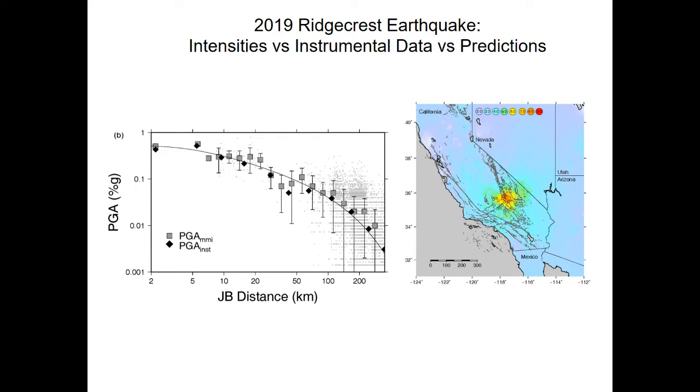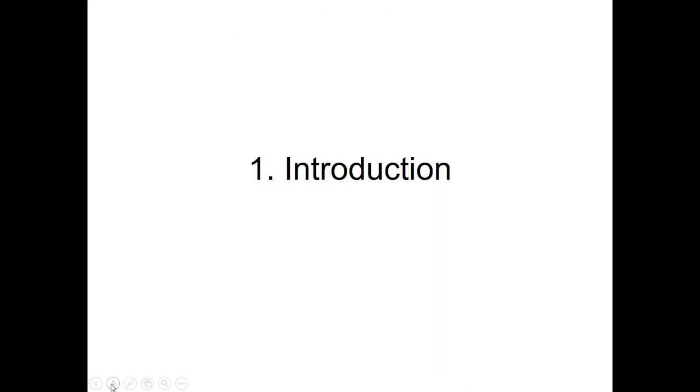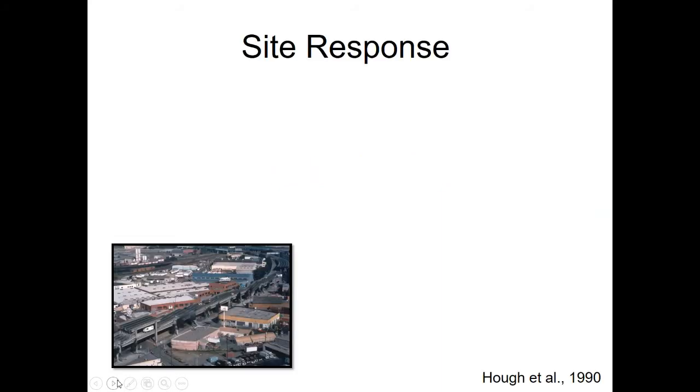So that was a lot. That was just some introduction to explain what maps like this are showing, and to make the point that you can use either intensity data from eyewitnesses or seismometer data to generate maps like this. And so you're going to see maps throughout the talk that use both. So now let me talk about site response.